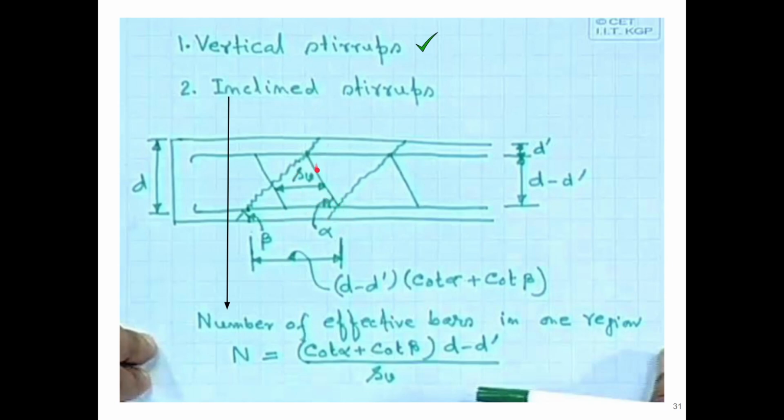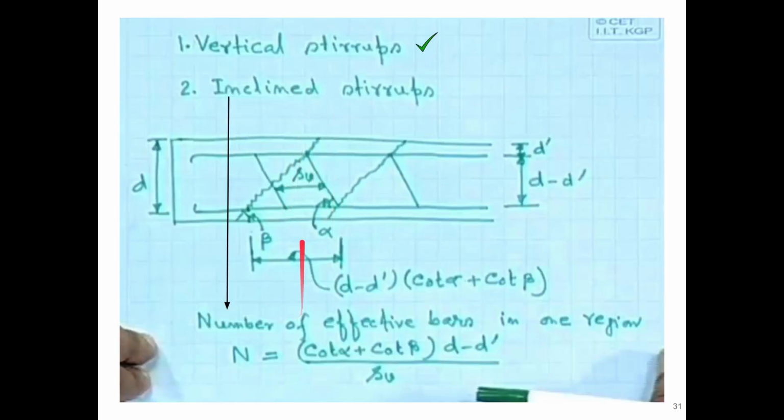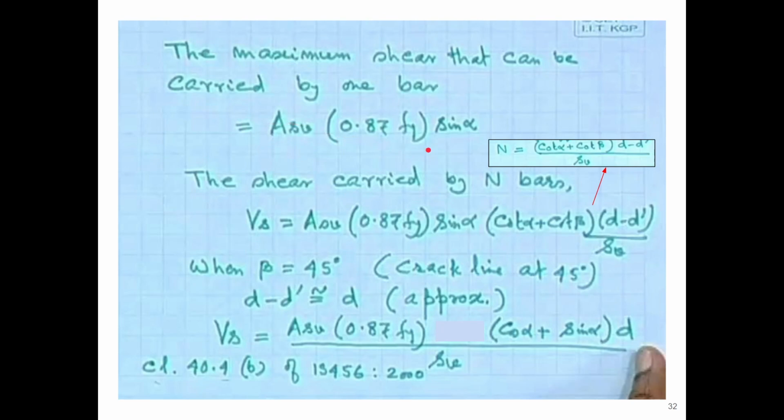So the shear strength will be provided in the axial direction, right? When you take its projection in the vertical direction, it will be this force into sine alpha. This force is ASV into 0.87 Fy, and taking its sine alpha value gives the vertical component. That value will be the maximum shear that can be carried by one bar, because we are finding everything vertically, since the shear force acts vertically. That's why it's important to find everything vertical. So it will be ASV into 0.87 Fy into sine alpha.